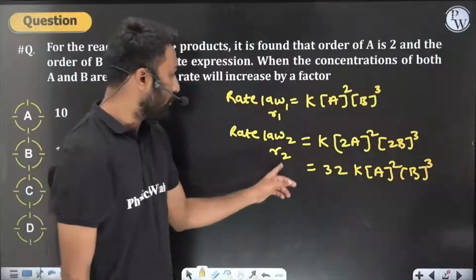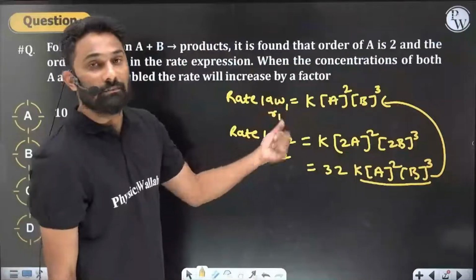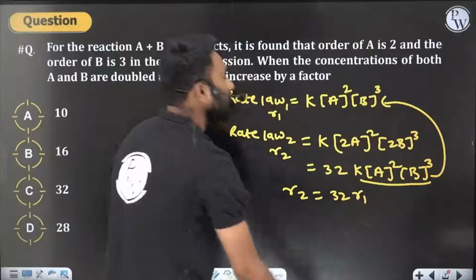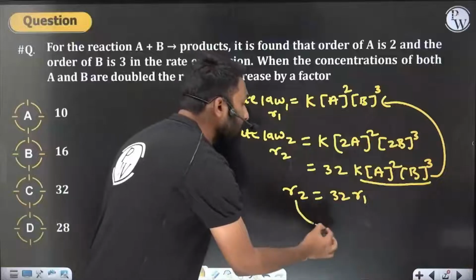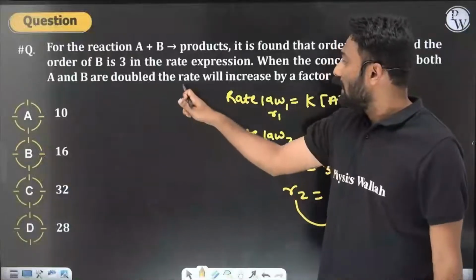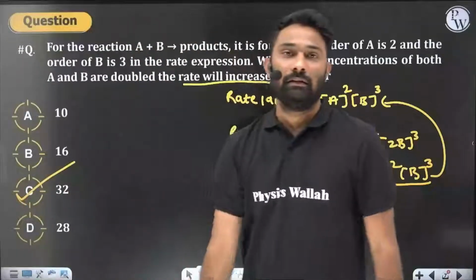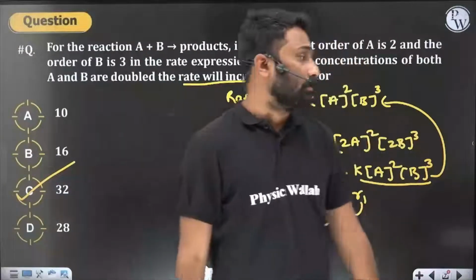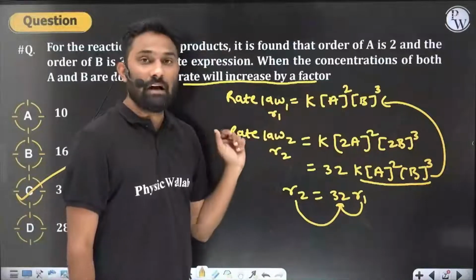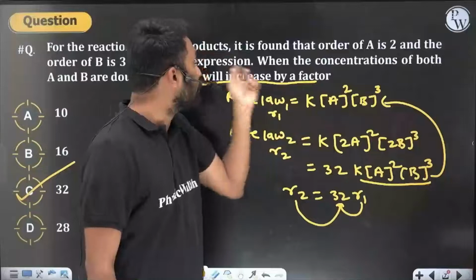Look here, now this is the same as rate law 1, right? Now can I write rate law 2 is equal to 32 into rate law 1, means the rate law has been increased how many times? 32 times, means the rate will increase by the factor of 32. Okay, the rate will be increased by the factor of 32. Look here, first we have to write the rate law. Now after writing the rate law, what do we do? Rate law 2, the second expression they have given.